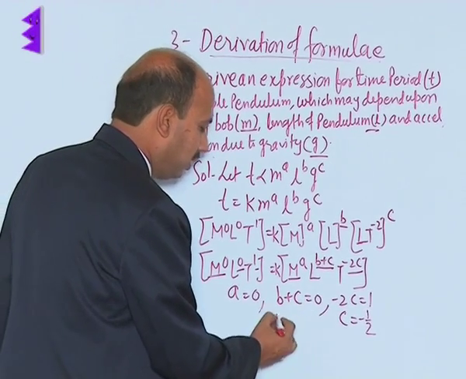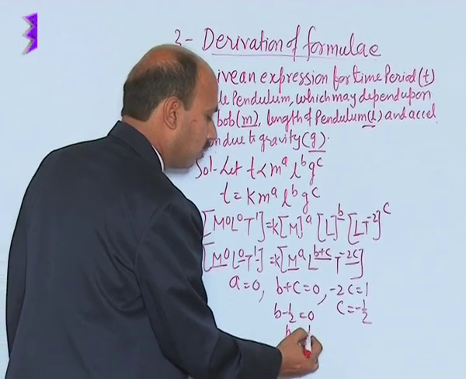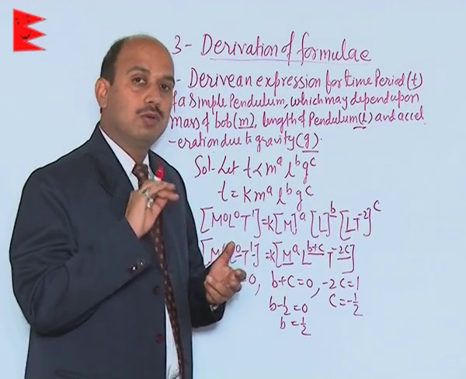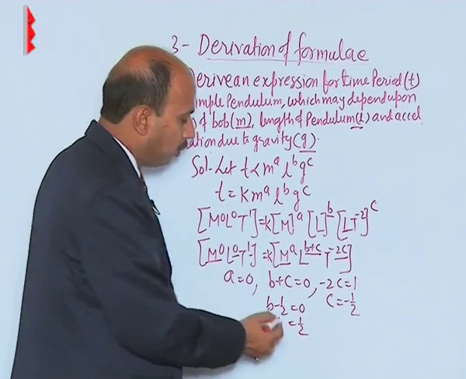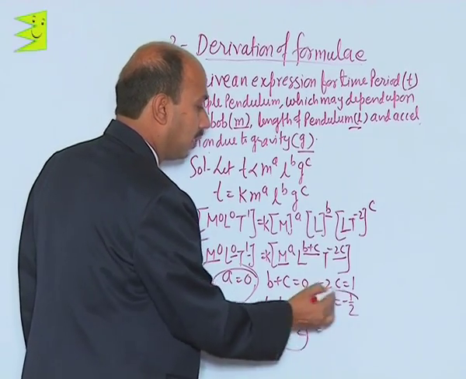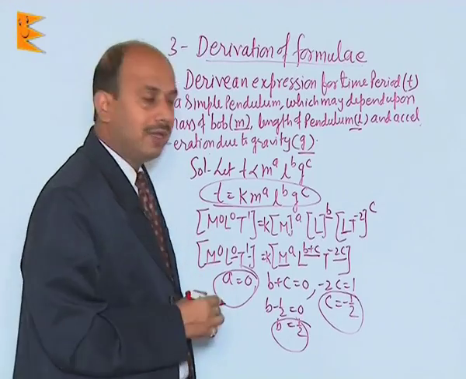Replace the value of c. So, b minus 1 by 2 is equal to 0. So, b is equal to 1 by 2. So, you have got the value of a, you have got the value of b and c. Now, put all these values in this relation. What will you be getting?